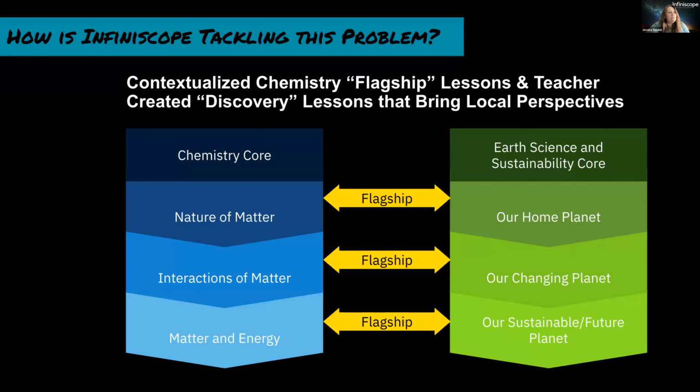So what we're trying to do is fold in some of this core chemistry content with some earth science and sustainability core content and mesh them together with these things we call flagships. A flagship is a really large lesson like what you're going to see today that Maya is going to talk about, this ocean acidification lesson. The nature of matter is going to be part of our home planet. Interactions of matter is about our changing planet. Matter and energy talks about how we can have a sustainable future planet.